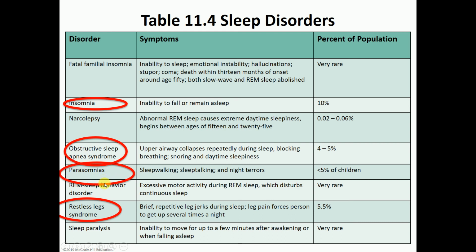Parasomnias, and these are things that happen in conjunction with sleeping. So sleepwalking, sleep talking, and night terrors. Sleepwalking and sleep talking are pretty self-explanatory. Night terrors usually happen more in kids, where the child wakes up and their eyes are actually open, they are screaming, they're scared, and they look terrified, hence the name night terrors.